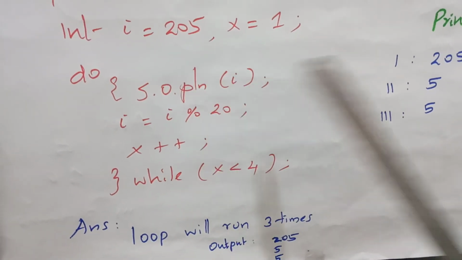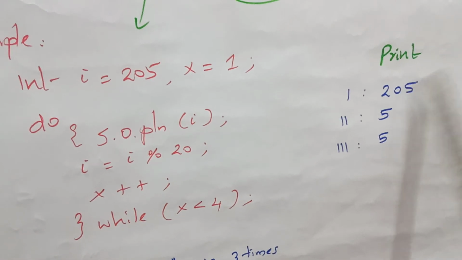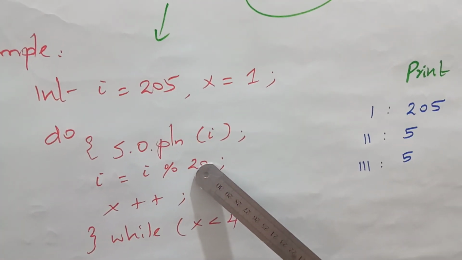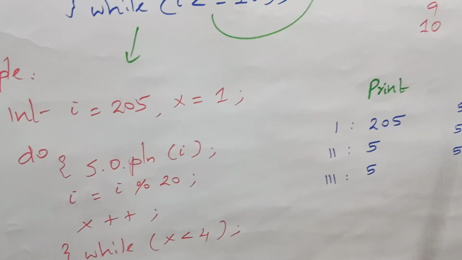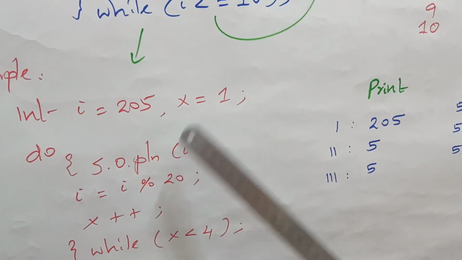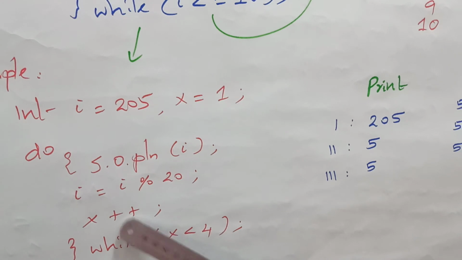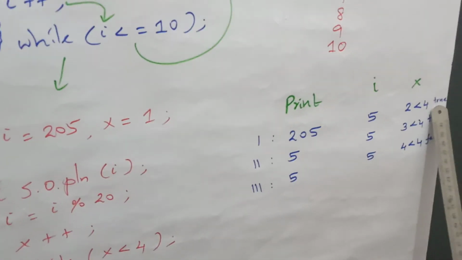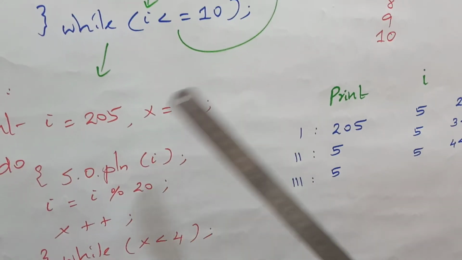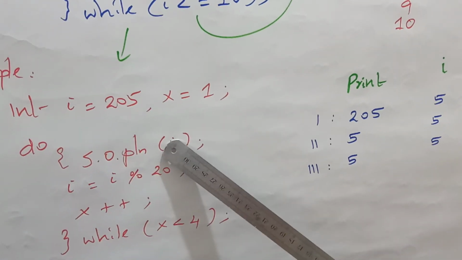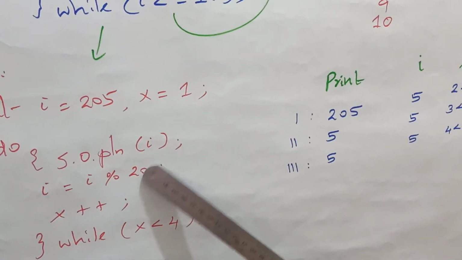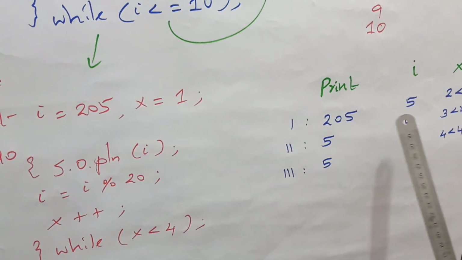Now what do I have to print? System.out.print(i). So i is what? 205. Then again i equal to i mod 20, what will we get? i will be 5. And what was that? x plus plus, x is 1, now it will become 2. 2 less than 4, correct. Now 2 less than 4 will be true. Then again you have to write SOP System.out.print(i), i is now 5. i mod 20, it will be 5 only. So i will be 5.